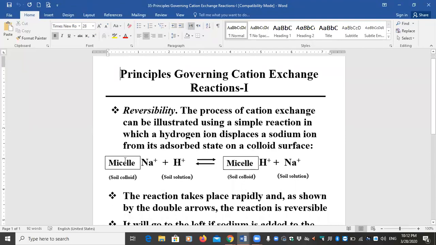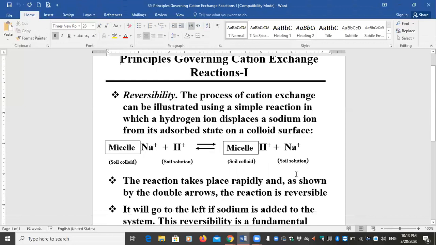So we have a micelle. A micelle, we can say also a particle or crystal of any of that. If we say crystal, of course, we're talking about the silicate clays. But if we are talking about organic, it's micelle. It's a particle of that colloid. So we have a sodium adsorbed on that micelle. Hydrogen can take the place of sodium. And so what we end up with is the micelle with hydrogen on the exchange site, and sodium is pushed out or diffused out to the salt solution.